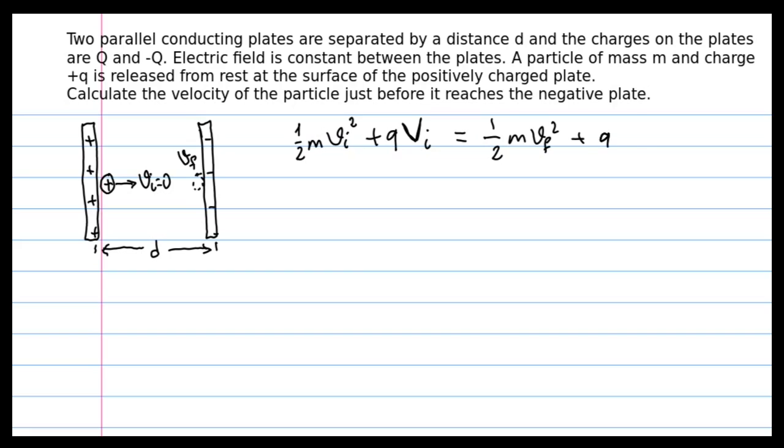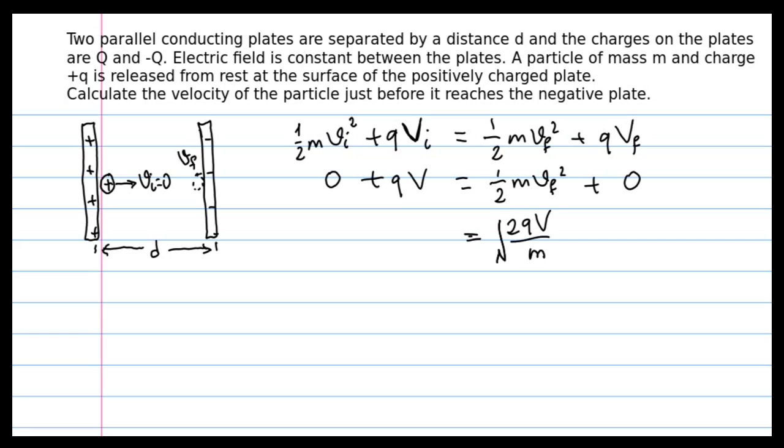potential energy is qV final. Because the initial speed is 0, this term is 0, and the potential energy is qV. When the particle hits the other plate, kinetic energy is 1/2 m v final squared, and there is no potential energy there. The potential term is 0. After rearranging, we have now 2qV over m. Square root of this term is v final.